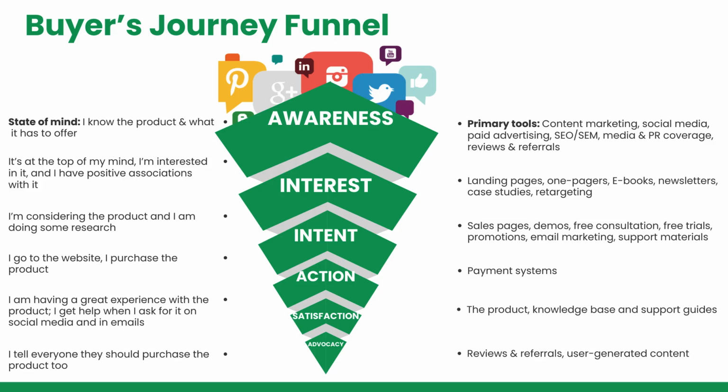Awareness: I know the product and what it has to offer. Interest: it's at the top of my mind, I'm interested in it and I have positive associations with it. Intent: I'm considering the product and I am doing some research. Action: I go to the website, I purchase the product. Satisfaction: I am having a great experience with the product. I get help when I ask for it on social media and in emails. And advocacy, where I tell everyone they should purchase the product too.